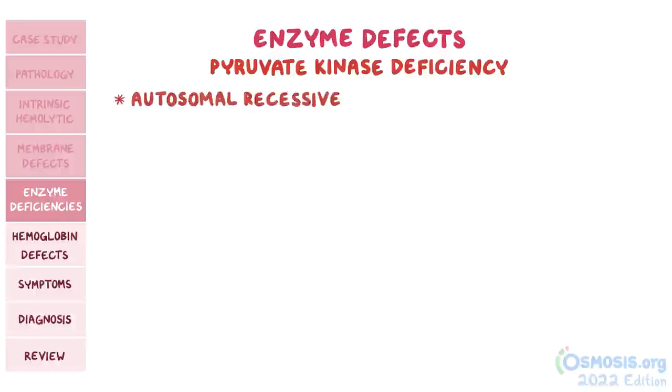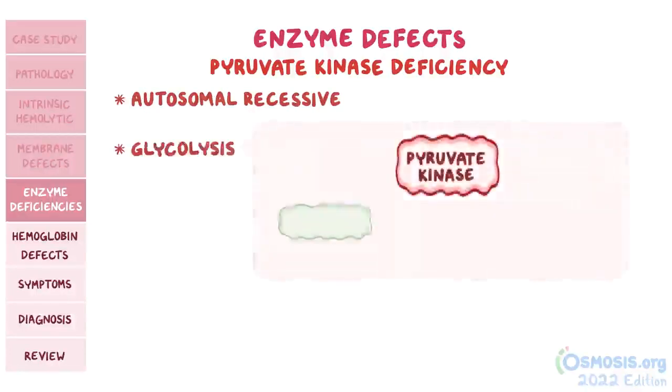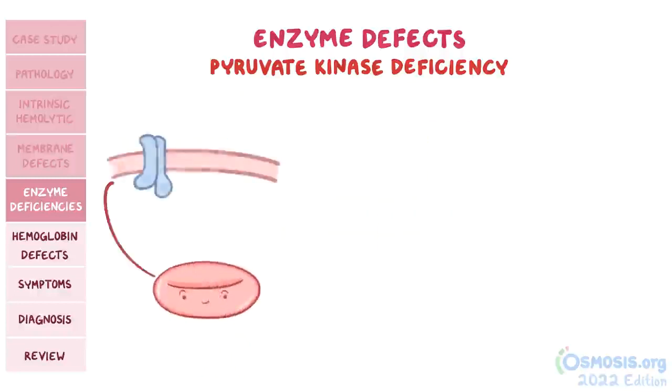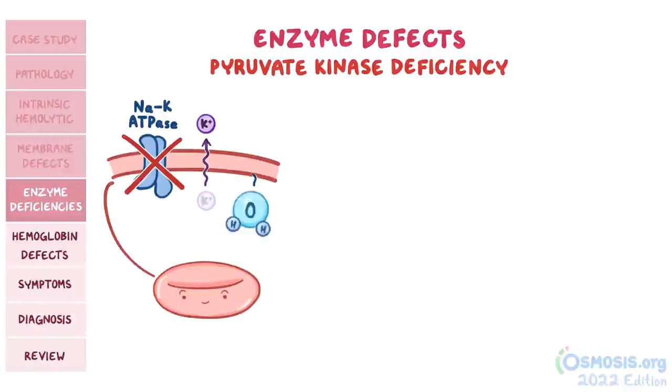Pyruvate kinase is an enzyme involved in glycolysis, which is when glucose gets processed in order to generate energy in the form of adenosine triphosphate, or ATP. So, deficiency of this enzyme makes RBCs deficient in ATP. Without ATP, sodium-potassium ATPase pumps stop working, and because the cell membrane is more permeable to potassium than sodium, potassium leaks out. This makes intracellular fluid hypotonic, so water moves out of the cell, and the cell shrinks.